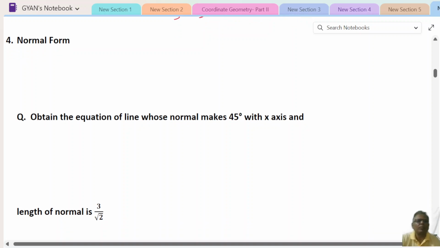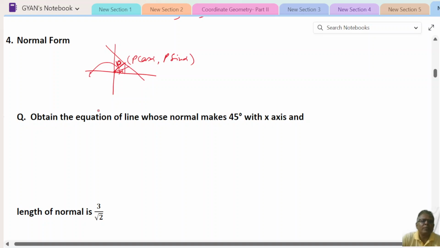Now the normal form. Suppose this is the normal to the line, and its distance from the origin is p. This is angle alpha. So this coordinate will be p cos alpha comma p sin alpha.